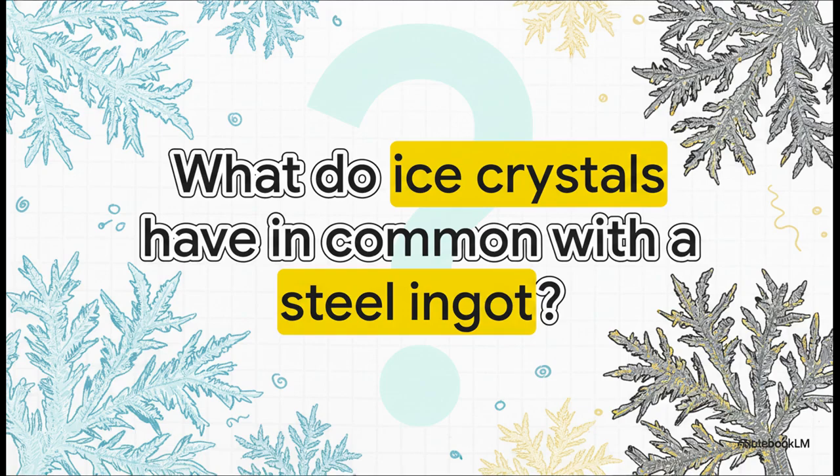So this is the big question, right? On one hand, you've got these delicate, almost ghostly ice crystals you might see on a cold morning. And on the other, a solid block of industrial metal, the very backbone of our cities. They couldn't look more different. But get this, they share the exact same origin story. To understand how, we've got to start with the absolute basics.